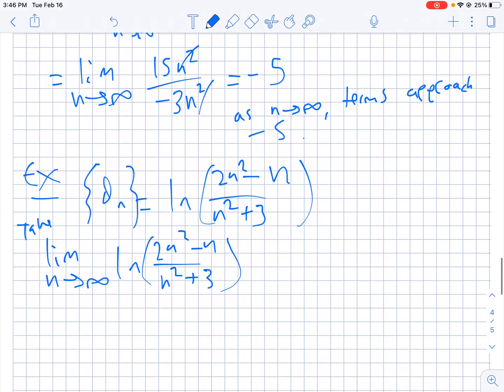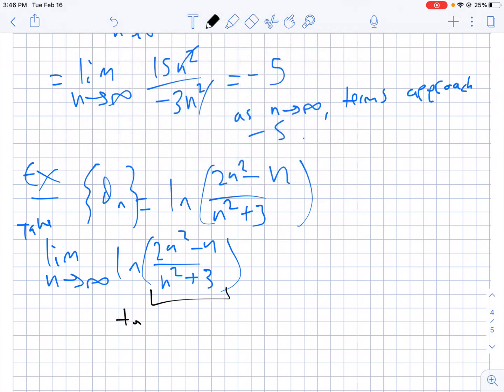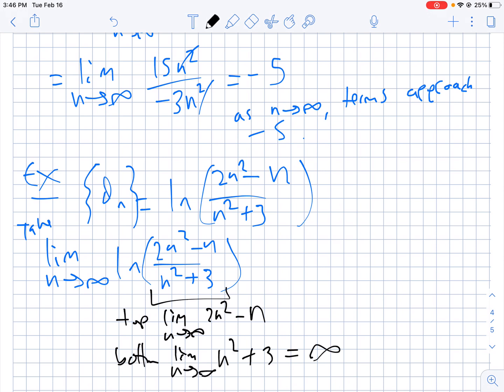Now what you can see is we're going to specifically look on the inside. If we look at the top, the limit of 2n squared minus n, and the bottom, the limit as n goes to infinity, we can see that's obviously going to be infinity. In this case, infinity squared is way, way bigger than regular infinity, so the top is going to infinity as well. So what you're doing is L'Hopital inside the log.